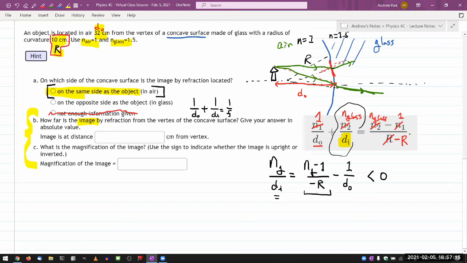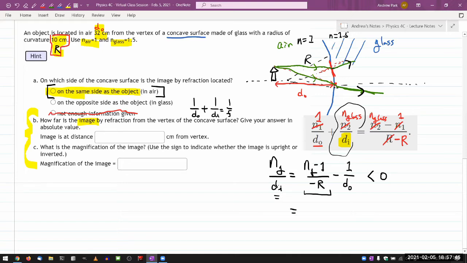The sign convention for the image and the object is that the image is expected to be on the outgoing side. So if image distance is positive, it should be somewhere here. If image distance is negative, that means it's on the quote unquote wrong side, the other side. So it should be on the same side as the object. Okay, let me finish this derivation.